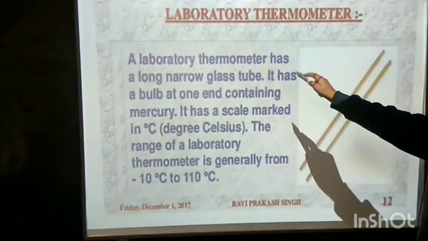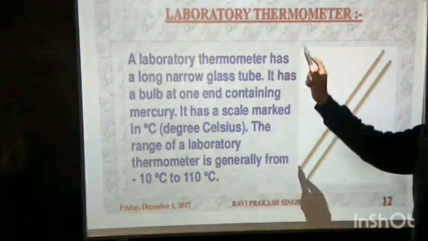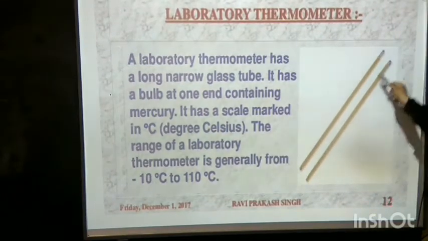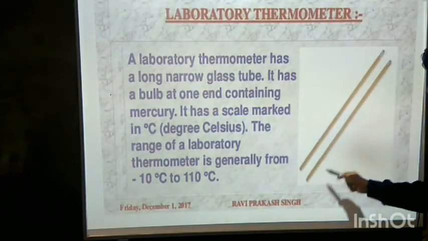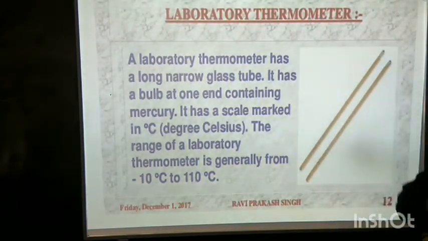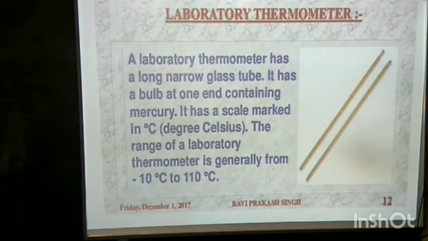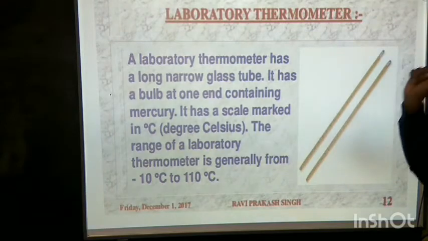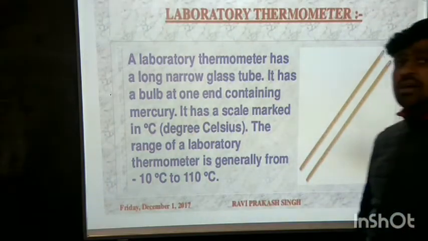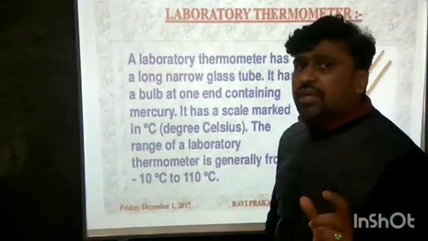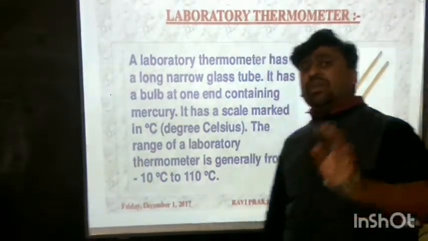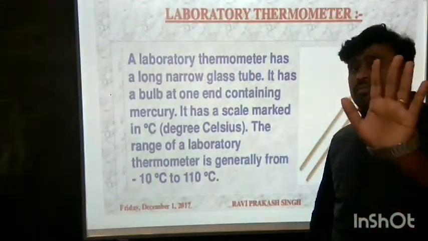A laboratory thermometer has a long, narrow glass tube. Observe the picture here. This is very long compared to the clinical thermometer. It has a bulb at one end containing the mercury, the same as a clinical thermometer. In the starting it also contains a bulb, and inside the bulb it is completely filled with mercury.